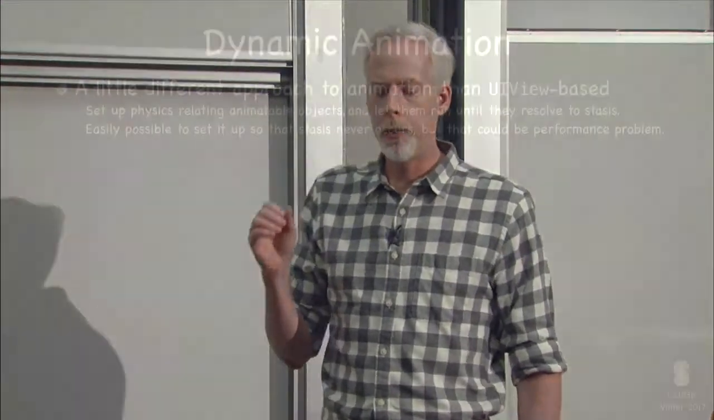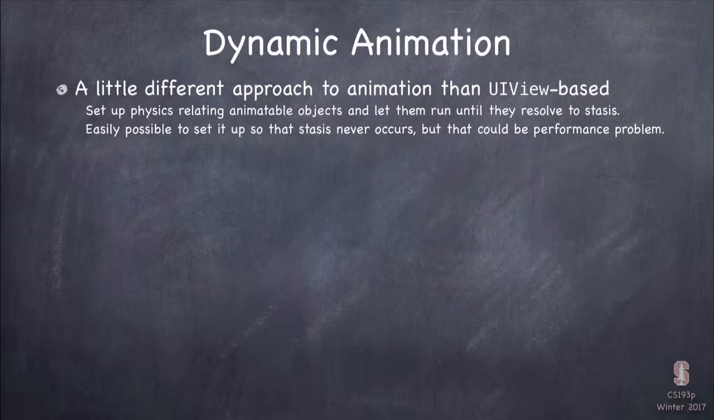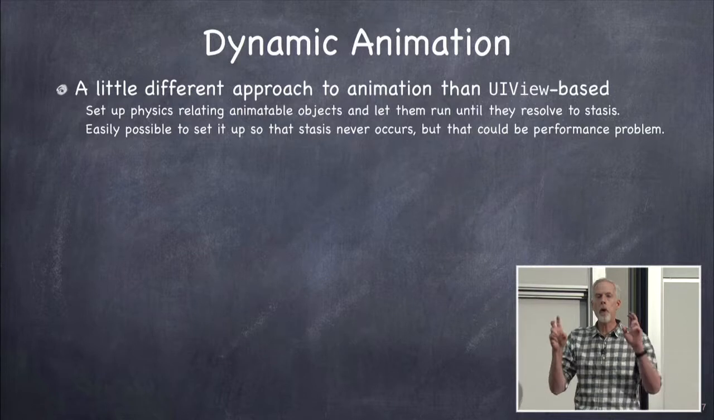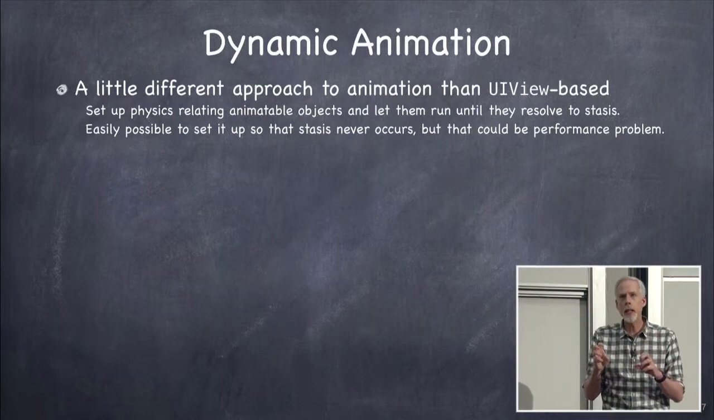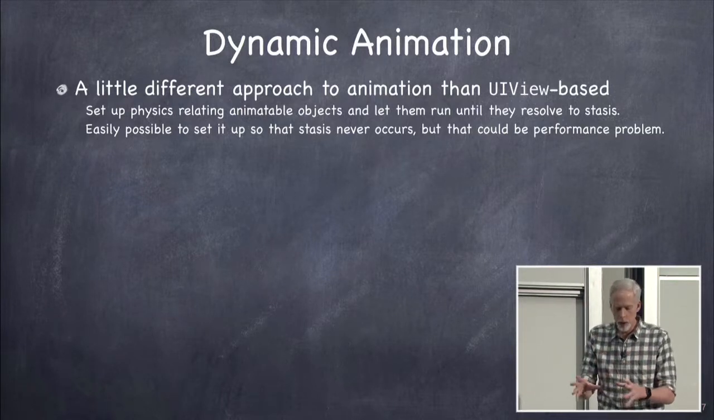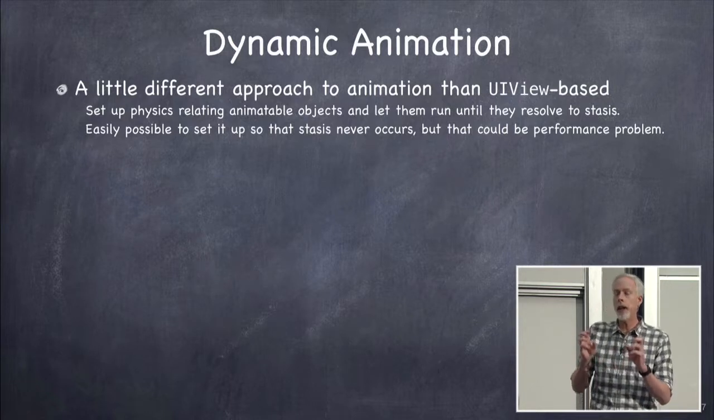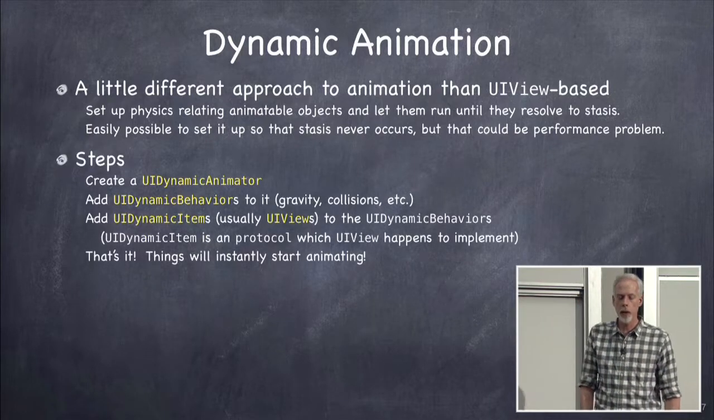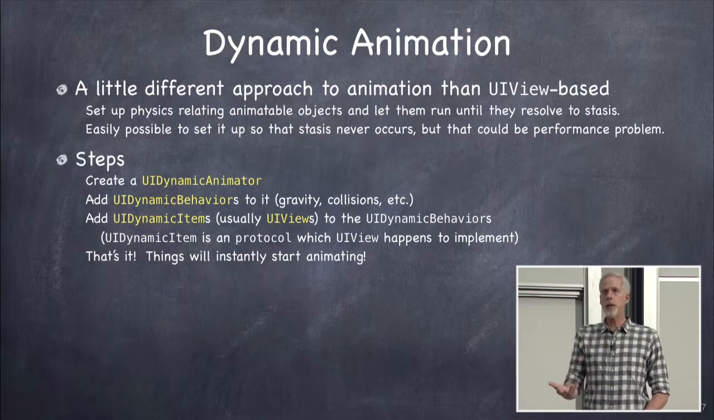All right. So, dynamic animation. Now, this is a different approach than the UI-based animation I just showed. In this case, what you do is you set up all these physics, like gravity and things like that, and then you just put the UIViews in there, and they get affected by those physics, and they move around. Okay, that's the fundamental way to do it. Now, how do you do it? What's the mechanism for doing it?